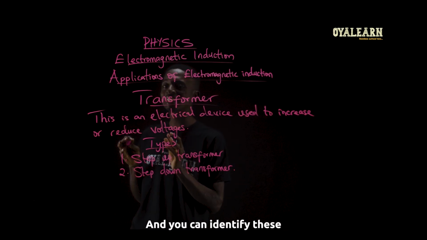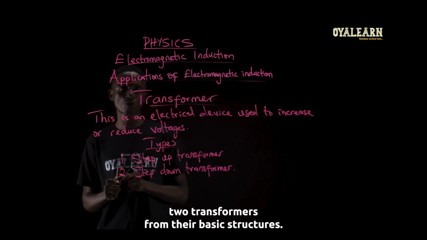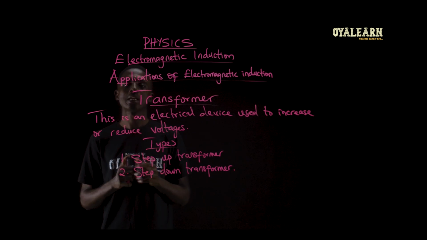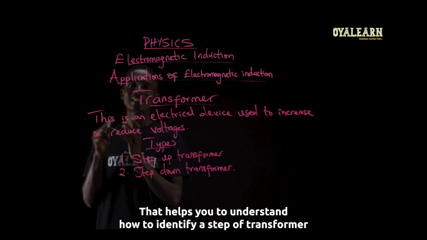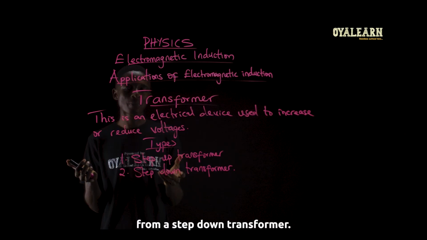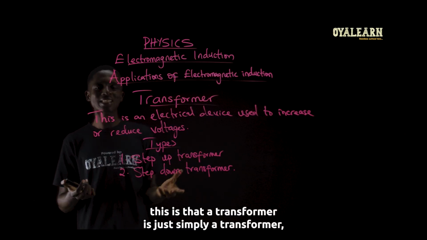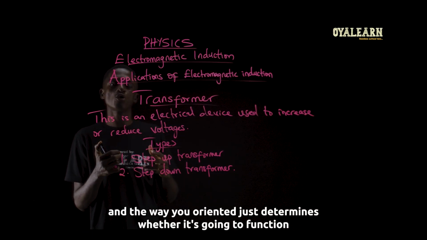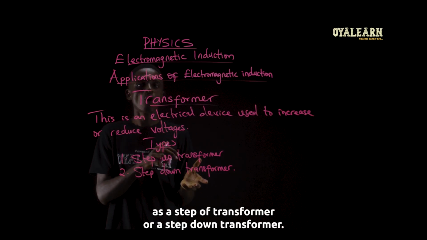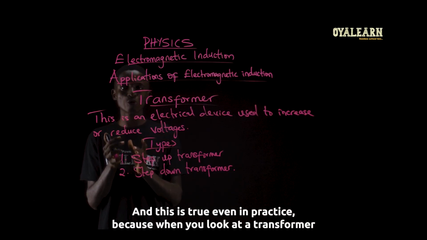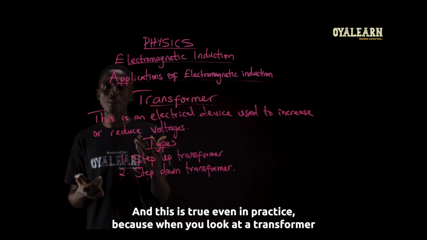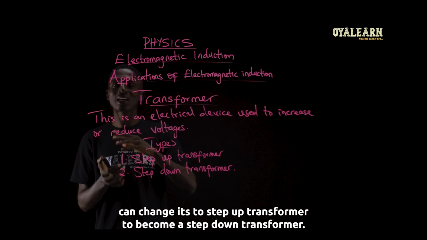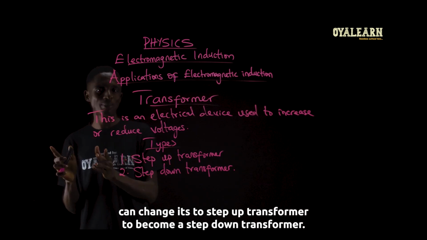And you can identify these two transformers from their basic structures. Now, mind you, they are similar in structure with just slight difference that helps you to understand how to identify a step-up transformer from a step-down transformer. In fact, the way I like to visualize this is that a transformer is just simply a transformer, and the way you orient it just determines whether it's going to function as a step-up transformer or a step-down transformer. And this is true even in practice, because when you look at a transformer and you are able to describe it in full, you see that all you need to do is just turn it around, and then you can change a step-up transformer to become a step-down transformer.